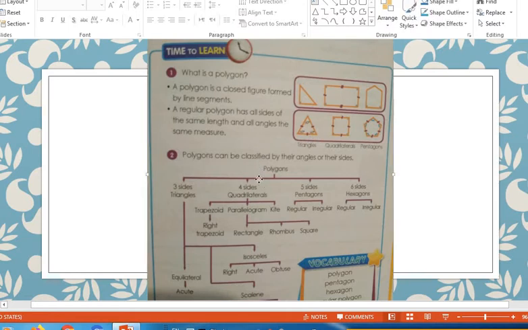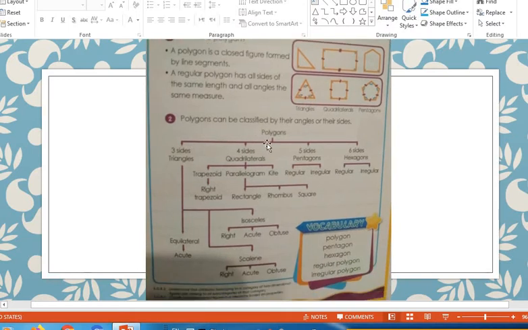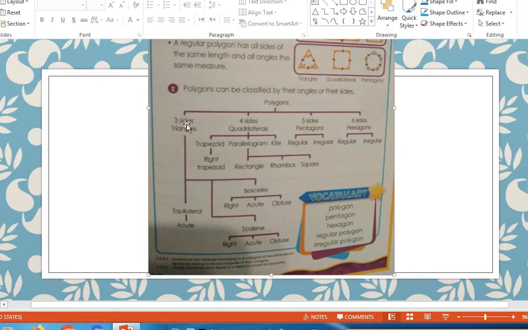Polygons can be classified by their angles or their sides. I have here polygons. Three sides is called a triangle. Four sides, it's important, quadrilateral. Five sides, pentagon. Six sides, hexagon. It comes from hex and x.